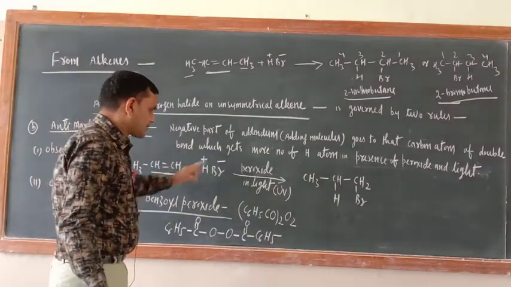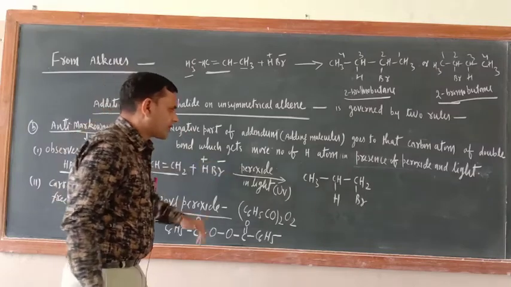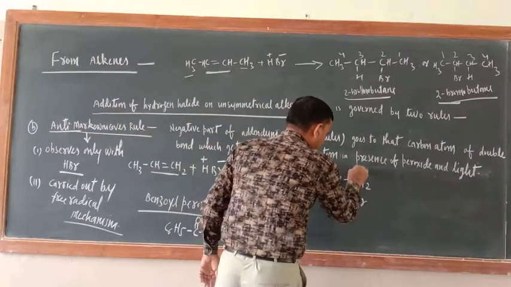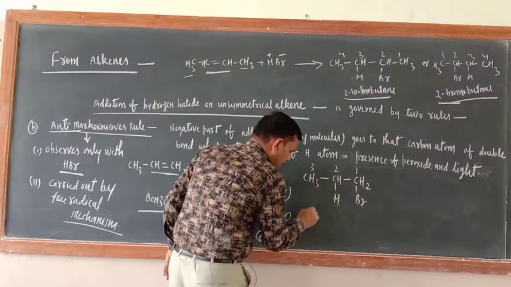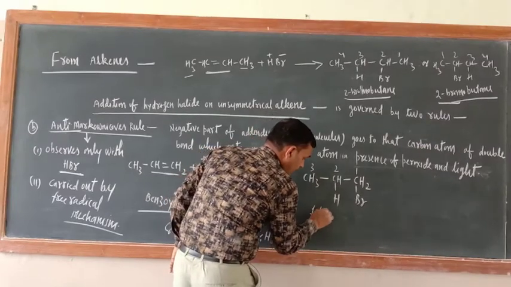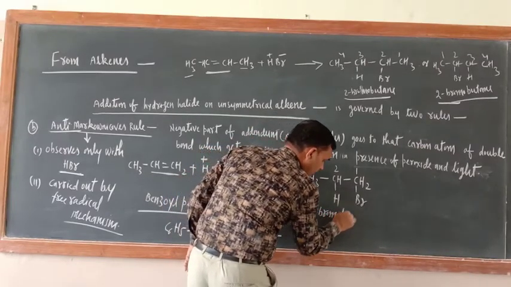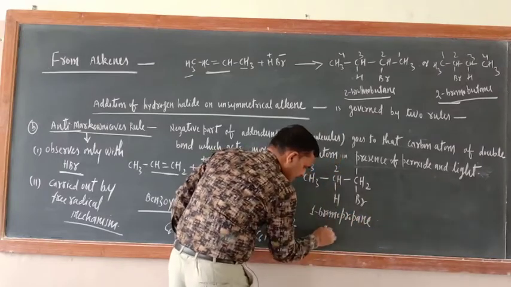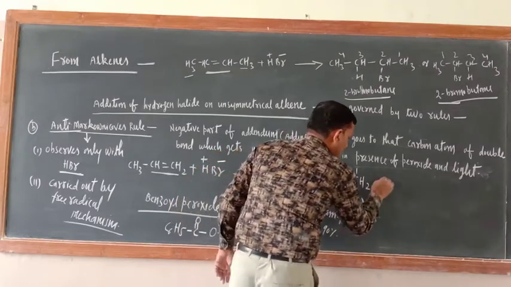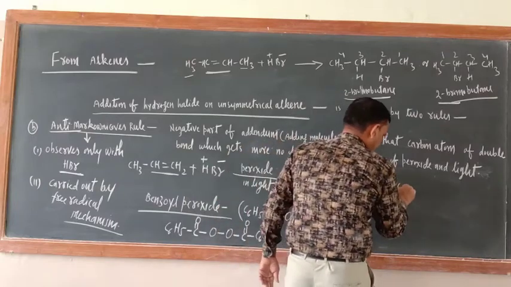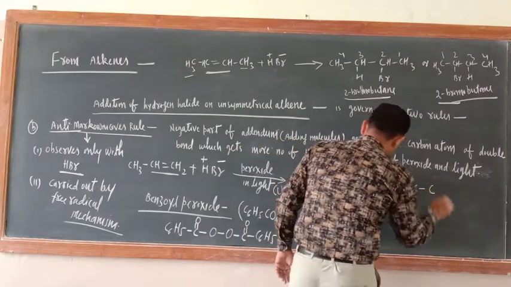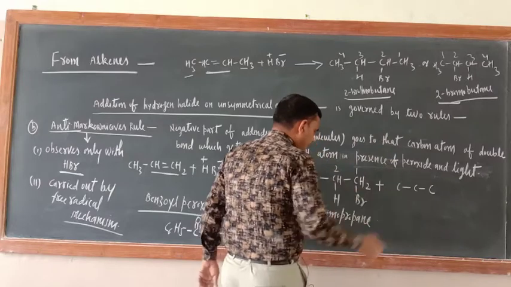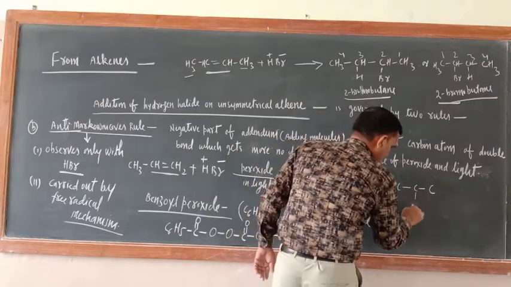Okay, now just see, it is taking place. One more thing is there. So here what would be the product? 1, 2, 3. This is 1 bromo propane. 1 bromo propane. This is 90%. What is the next one? The next one is CCC. Now 10% 2 bromo will also be formed.